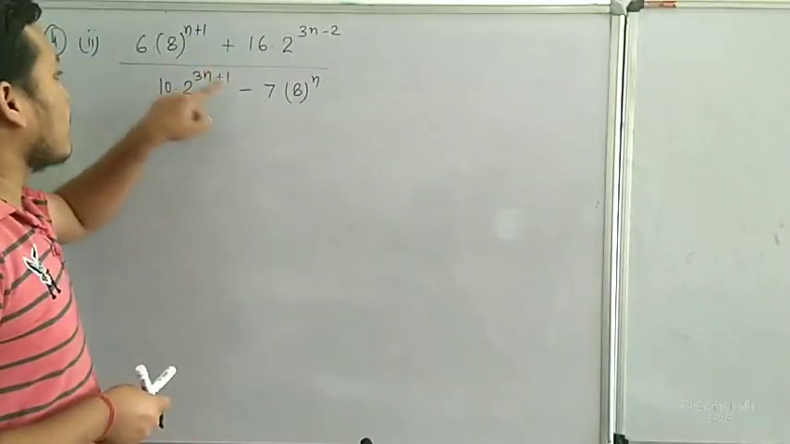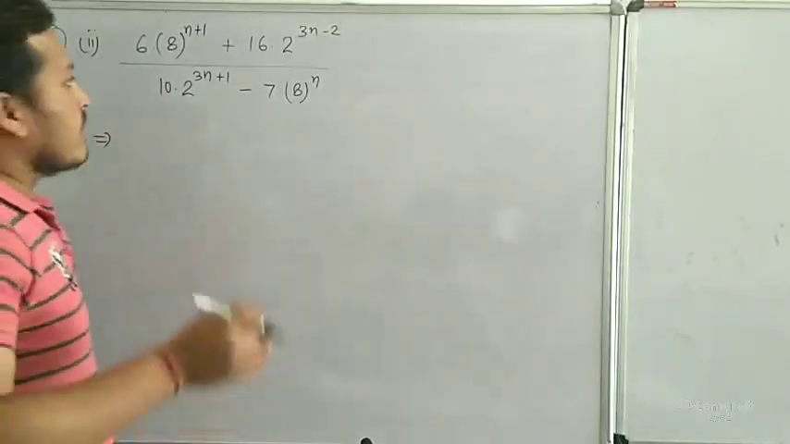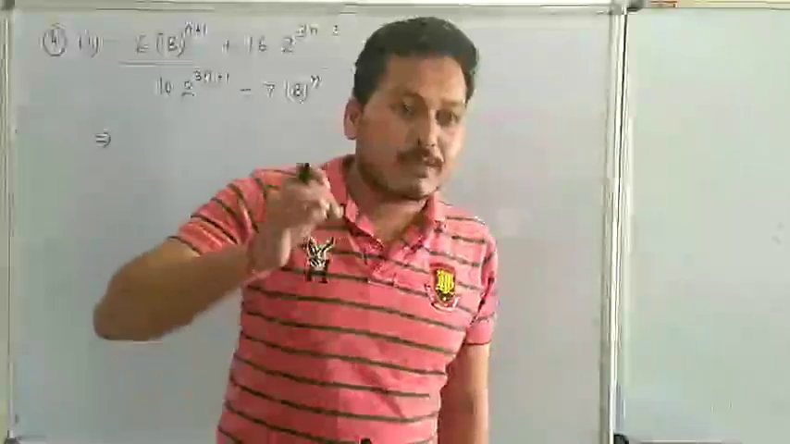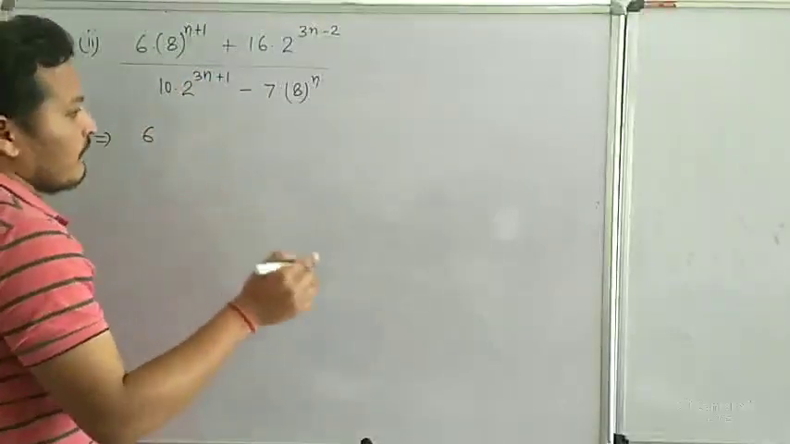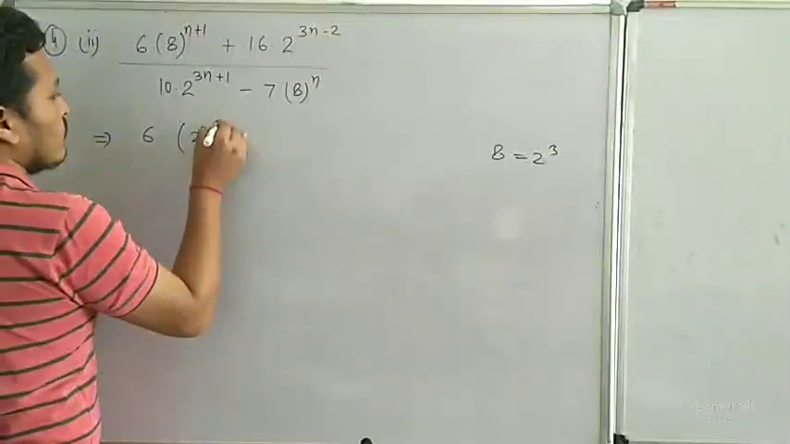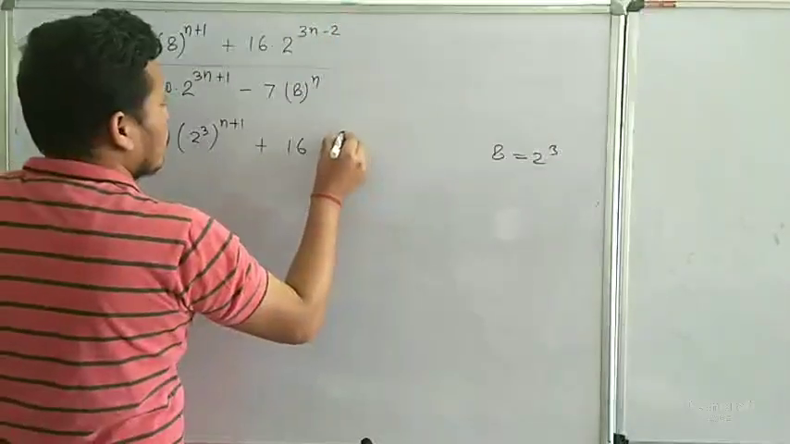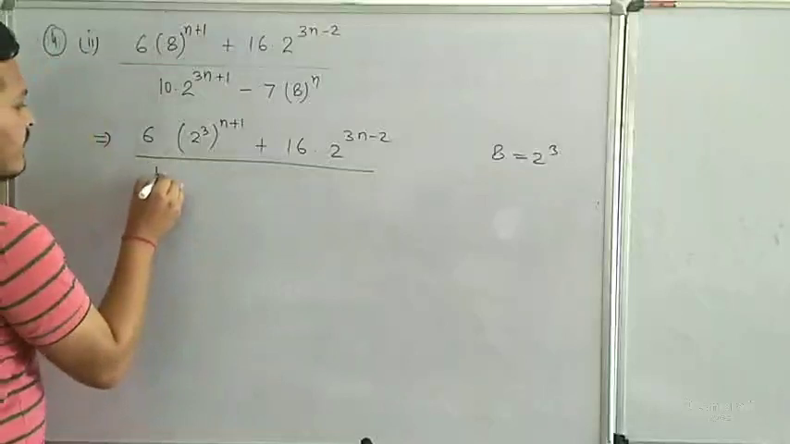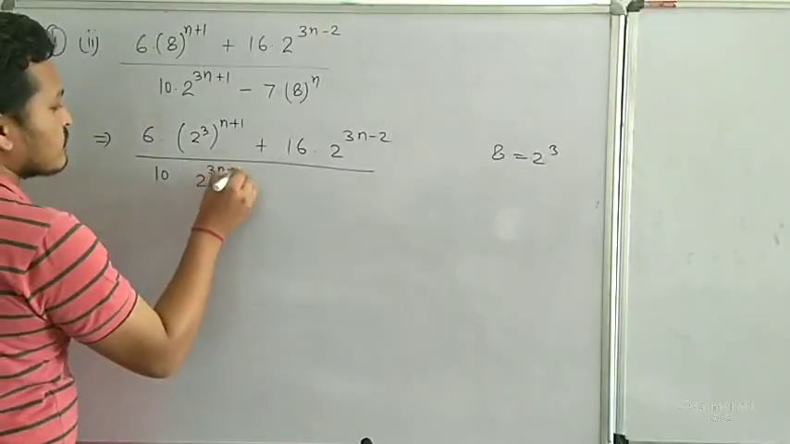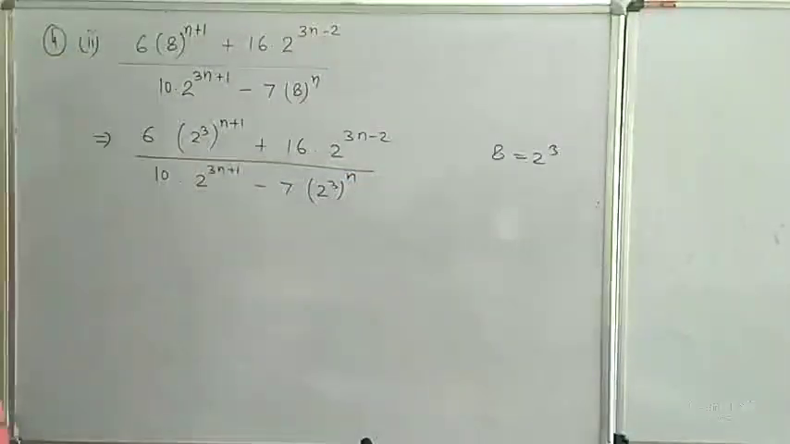So first, convert this 8 into the form of 2, because I have said every time that whenever you solve a question, you have to reduce it, convert it into exponential form. Okay sir, okay. So 6 into, can we write this number 8 in the form of 2 to the power 3? Then 2 to the power 3 and whole to the power n plus 1, then plus 16 into, this is already in the form of 2, so 2 to the power 3n minus 2, okay, next, and upon 10 into 2 to the power 3n plus 1 and minus 7 into 2 to the power 3 and whole to the power n. I hope you understand this part.